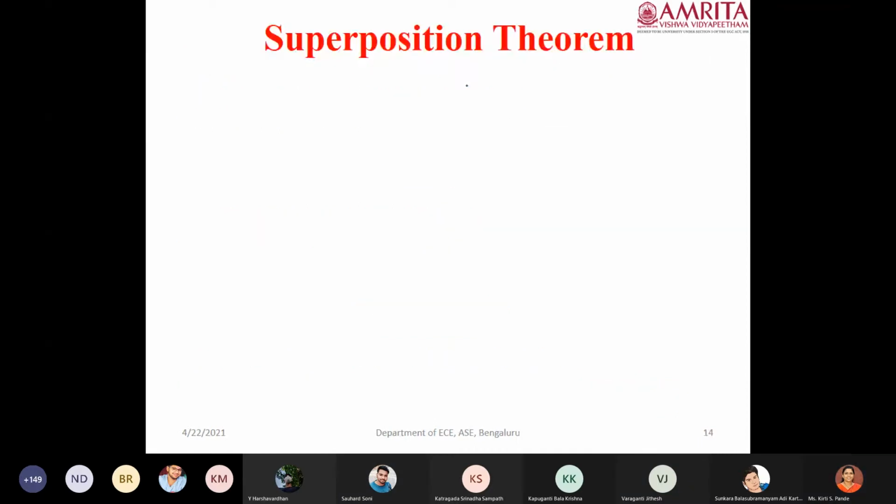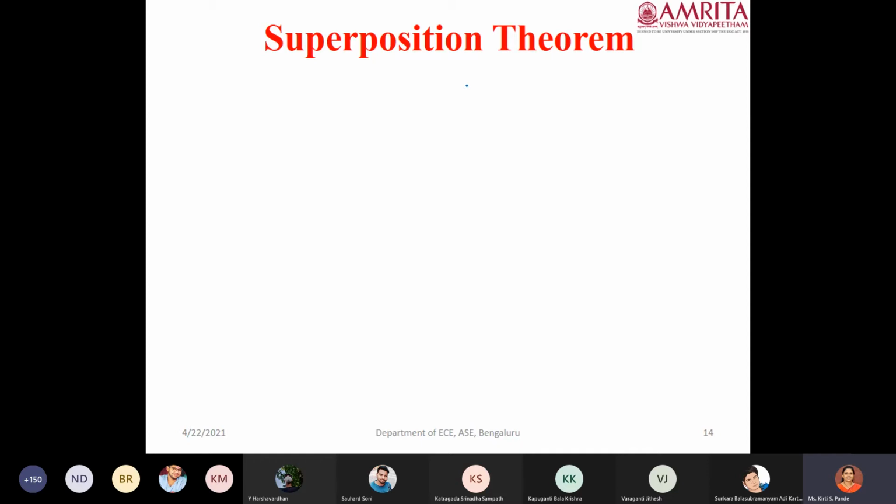Okay. So next let's go ahead with the superposition theorem. Have you heard the word superposition anywhere? Yes, ma'am. Where did you study this word? First sem. Okay, so basically let me tell you what is the superposition theorem.